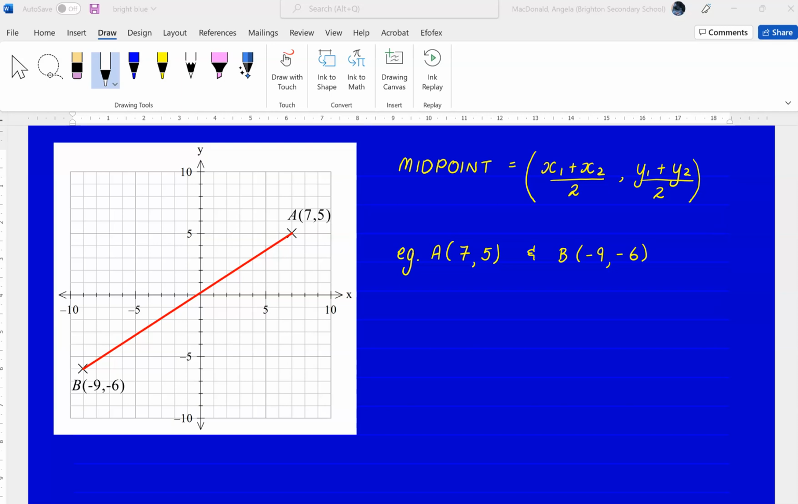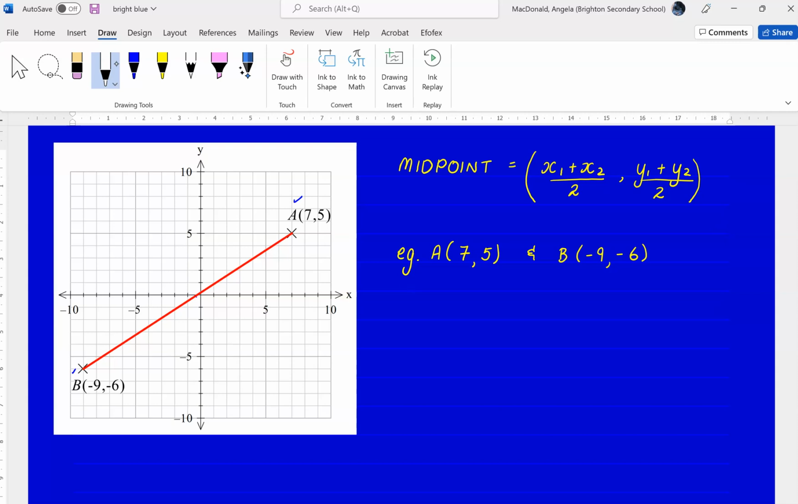Okay, let's find the midpoint between 2 points on our Cartesian plane. We can see that we've got our 2 points here, A and B, and the middle point is going to be somewhere around here, but we can't tell. We could try and guess, but what we're going to do is use a simple formula, because really the middle is when we add our x values together and divide by 2. And same with our y values.